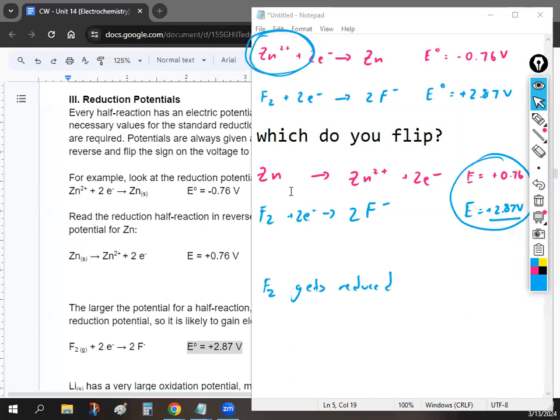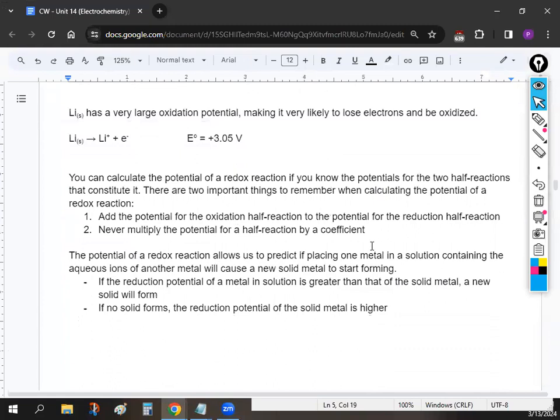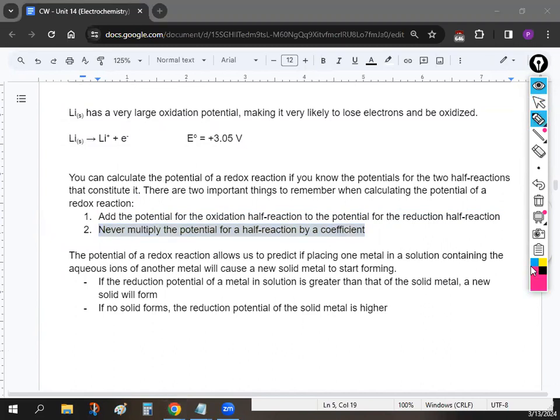Okay, so let's talk about some ways this is different from the enthalpy. First things first, we already talked about this. You want to add the potentials together. The way that it's different from enthalpy is you never multiply the potential by the coefficient. So when you're balancing it, let's say you have this reaction right here. Let's say you wanted to double it, right?